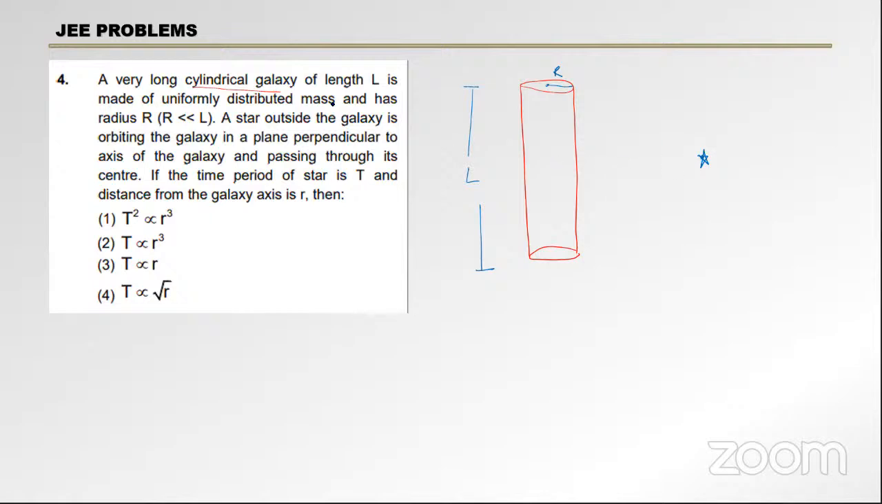So there is a star outside the galaxy orbiting around the galaxy in a plane perpendicular to the axis of the galaxy. So this is the plane which is perpendicular to the galaxy. Take it like this. I'm taking an example. The plane is infinite here. So this is the plane perpendicular to the axis of the galaxy. The axis of the galaxy is this one. So this star is basically rotating like this, like this, like this.